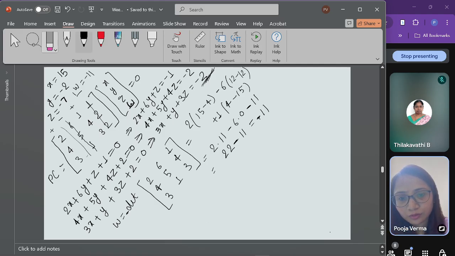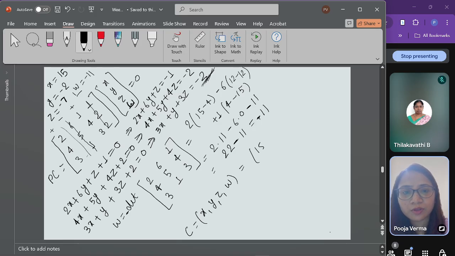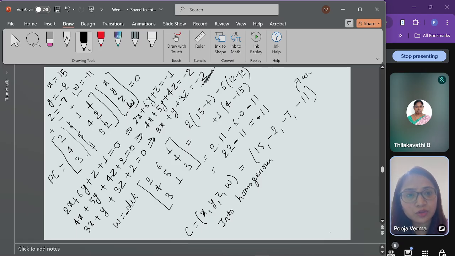Okay, so X, Y, Z, W for the camera center C. We have got the values 15, minus 2, minus 7 and minus 11, right? These values we have got. Now to convert it into the homogeneous form, what we need to do? We have to make the last one, W, equal to 1. So what we have to divide by is this one.